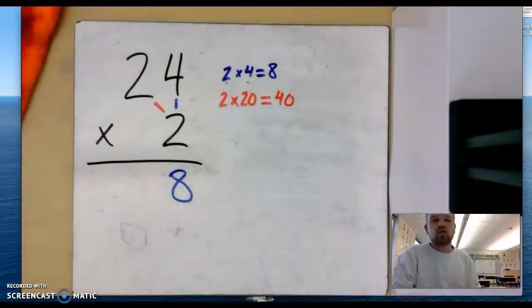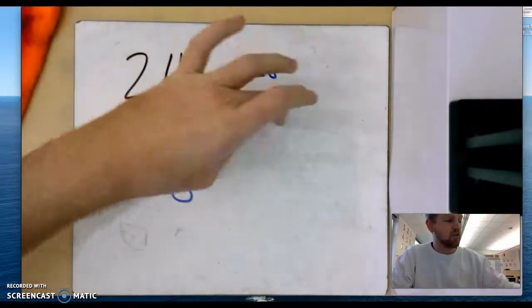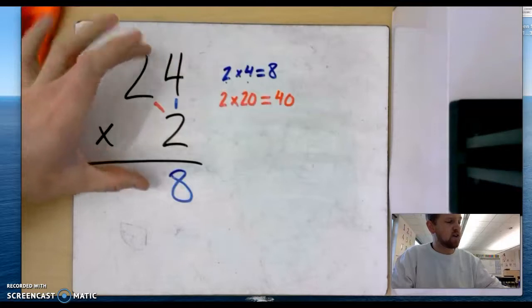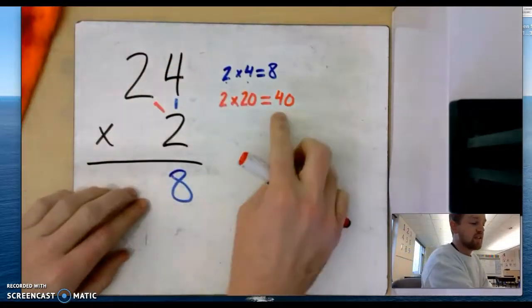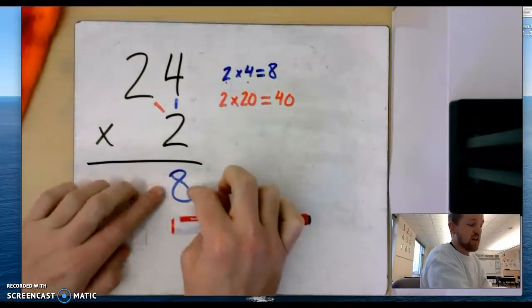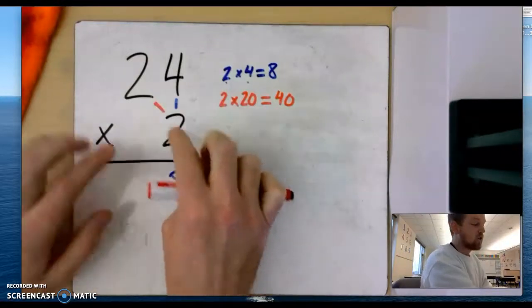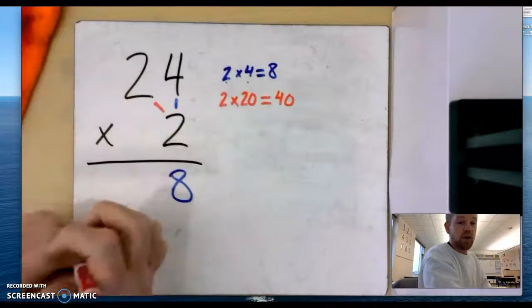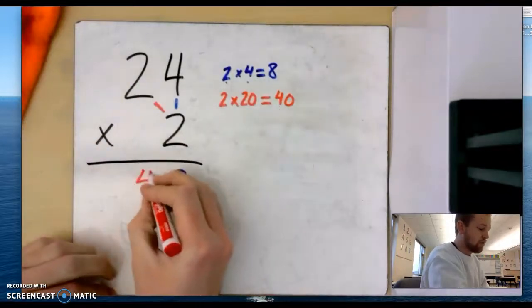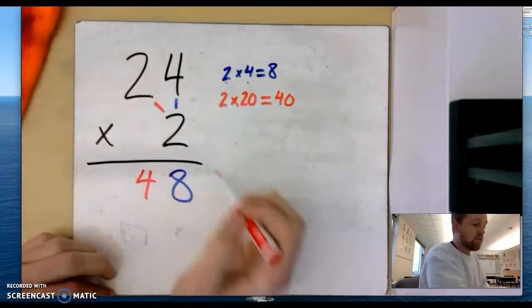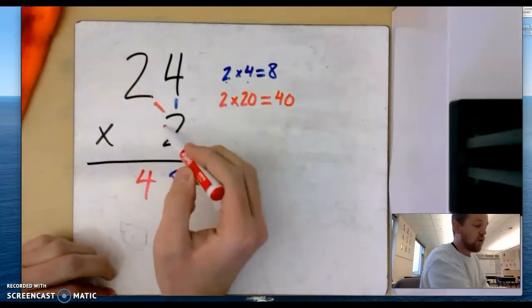Now, here is where this form works very well. I do not need to write out 40. I know that that 0 would line up right here. Because it is a 0 and I'm multiplying tens here, I'm going to have nothing in that ones place. So I'm going to write that 4 directly below my tens place.